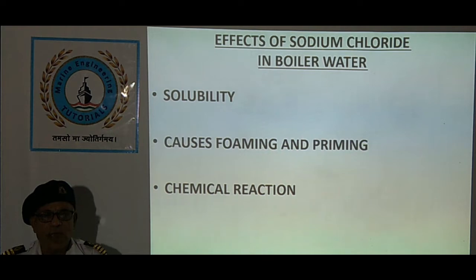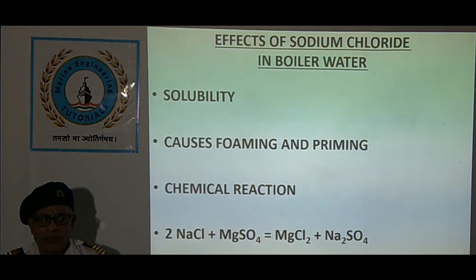Let us see its chemical reaction. Sodium chloride in conjunction with magnesium sulphate forms sodium sulphate and magnesium chloride as shown in the reaction here. Sodium sulphate formed in the reaction is harmless and remains suspended in water, whereas magnesium chloride formed starts the corrosive cycle and must be eliminated by suitable treatment.